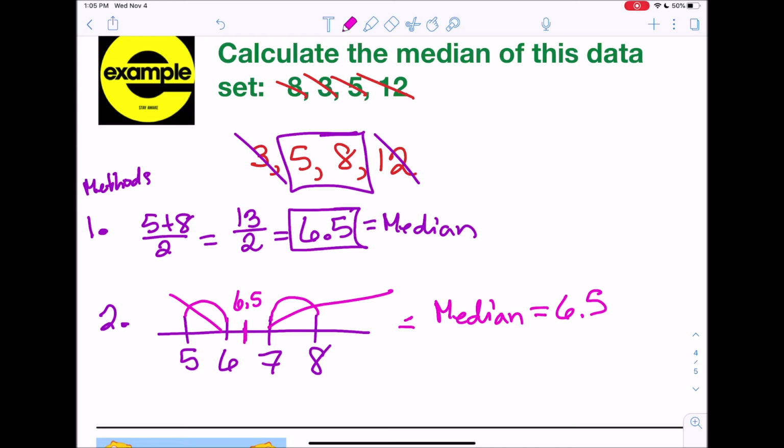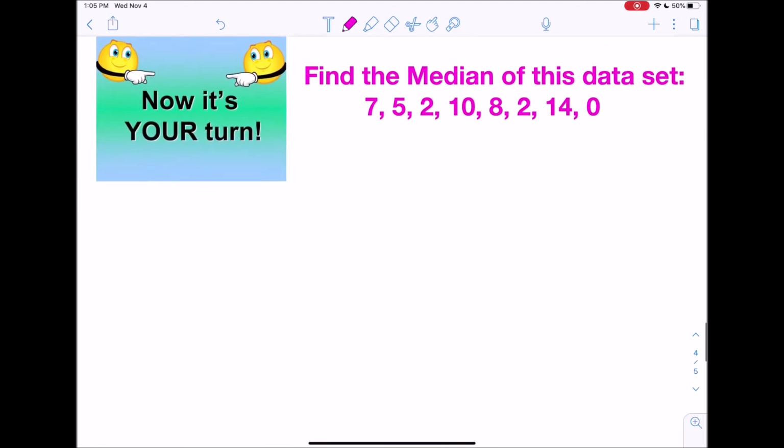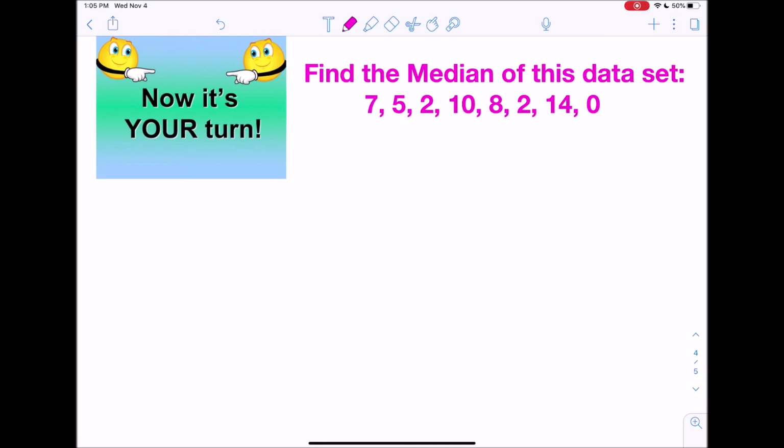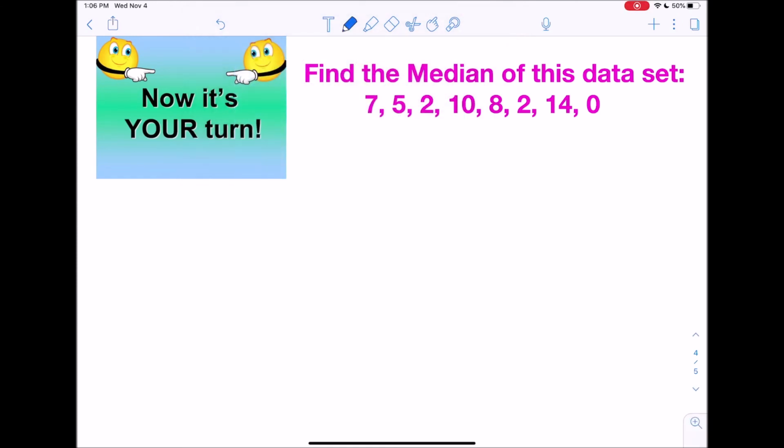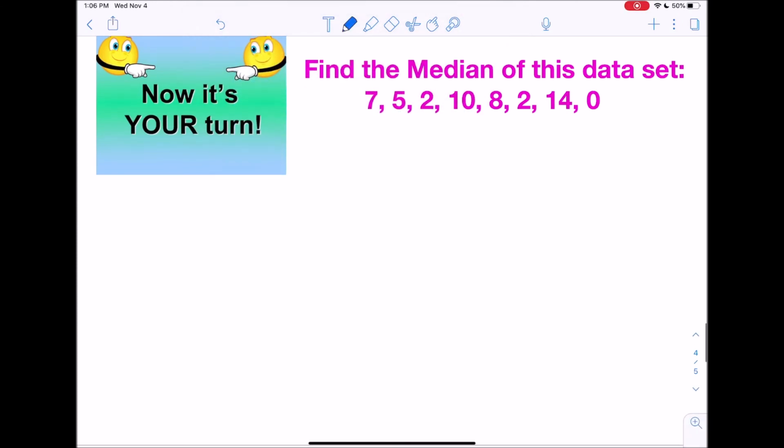It's my job to teach you the tools. It's your job to decide what tools you want to use to solve the problem. All right, let's take a look at another example. Find the median of this data set. Now we have 1, 2, 3, 4, 5, 6, 7, 8 numbers. So it's definitely an even number. So I know I'm not going to have a number in the middle. But first I'm going to write out from least to greatest.